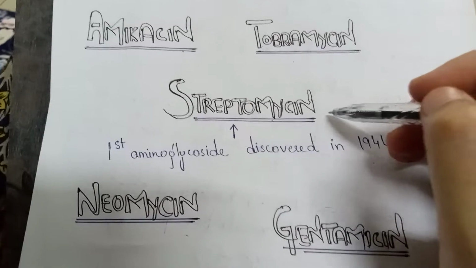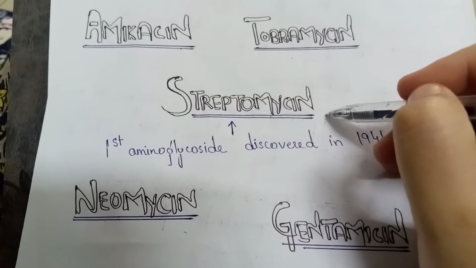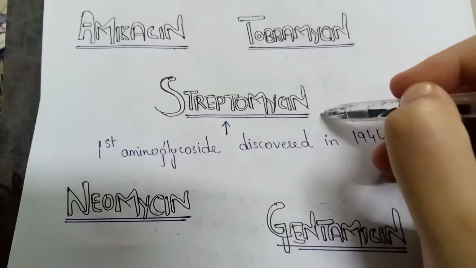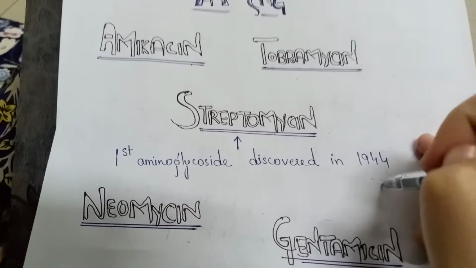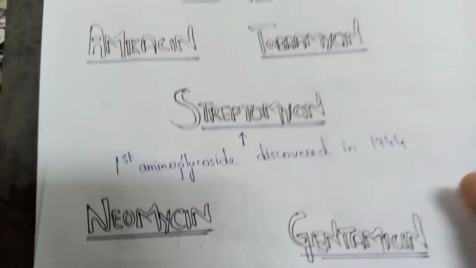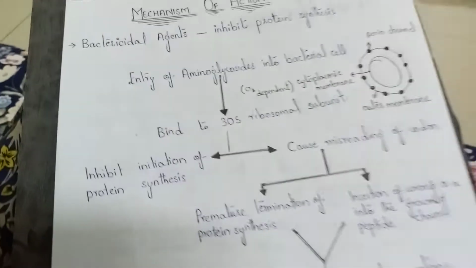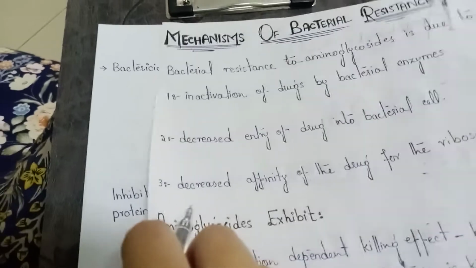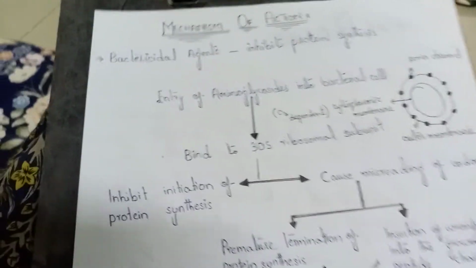Here the drug streptomycin was the first aminoglycoside that was discovered, in 1944. So the first aminoglycoside discovered was streptomycin, and it was discovered in 1944. Now we will move onwards towards its mechanism of action.